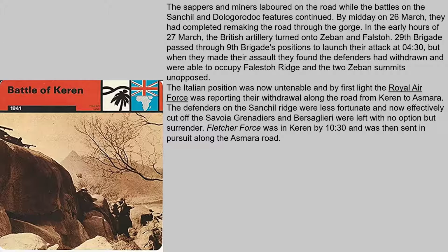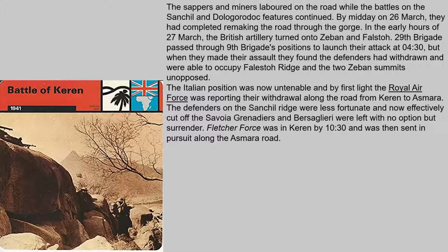The sappers and miners labored on the road while the battles on the Sanchil and the Dologorodoc features continued. By midday on the 26th of March, they had completed remaking the road through the gorge. In the early hours of 27th of March, the British artillery turned onto Zeban and Falestoc.